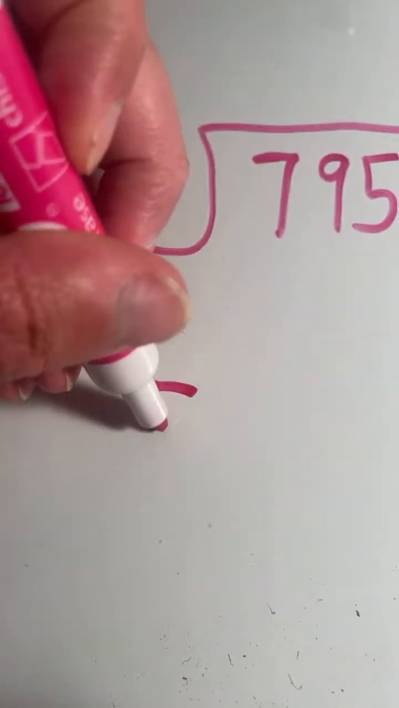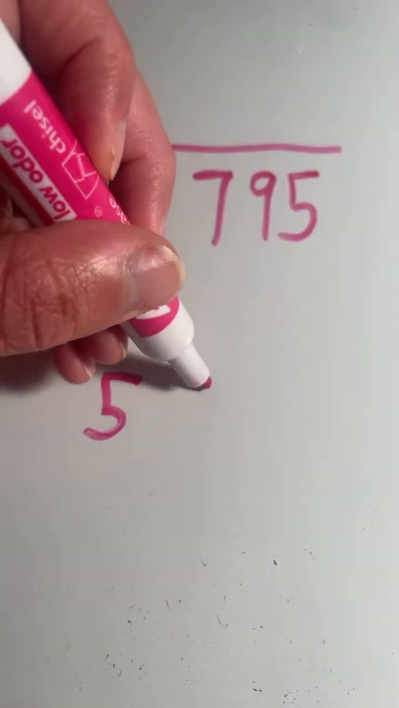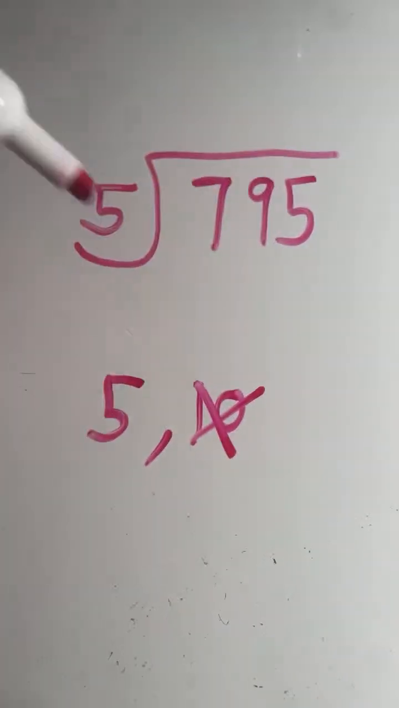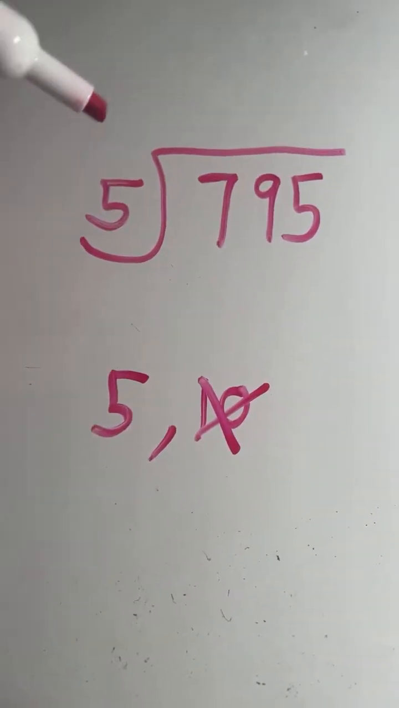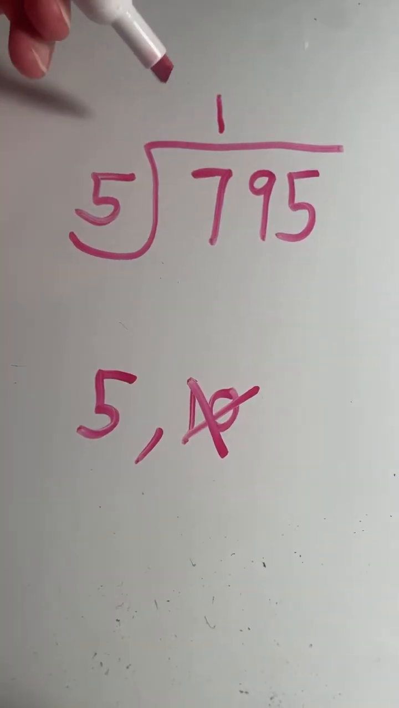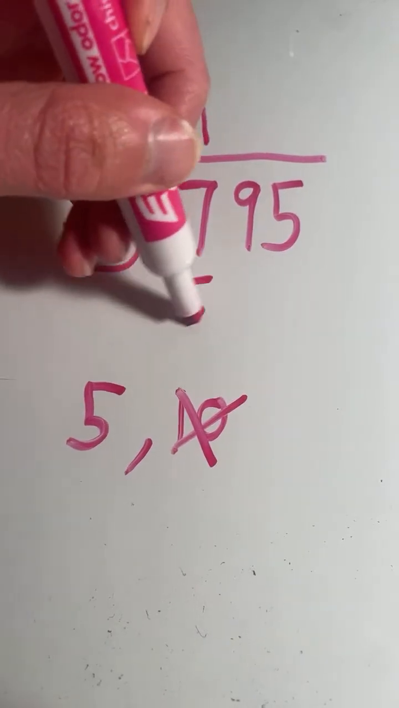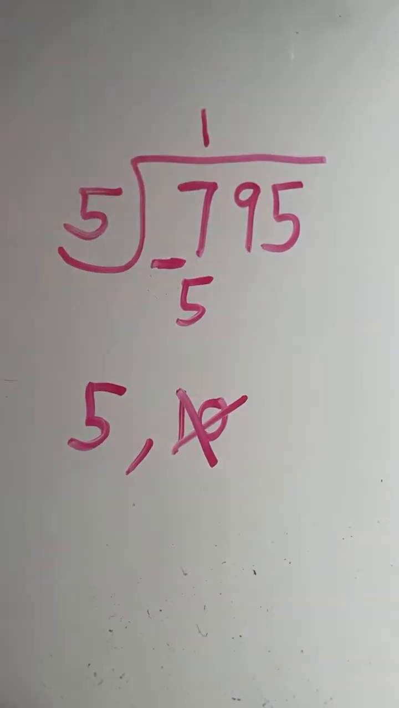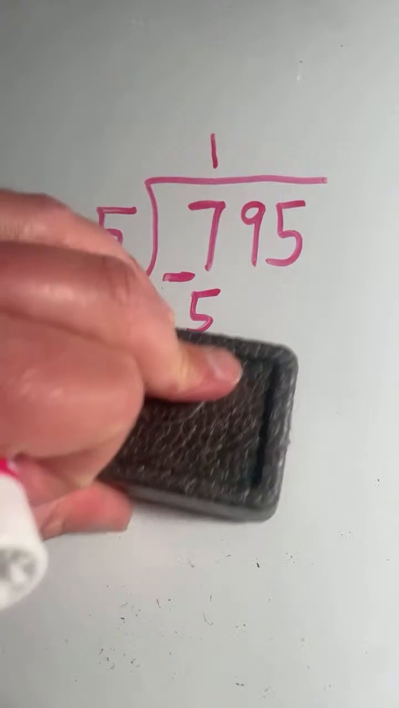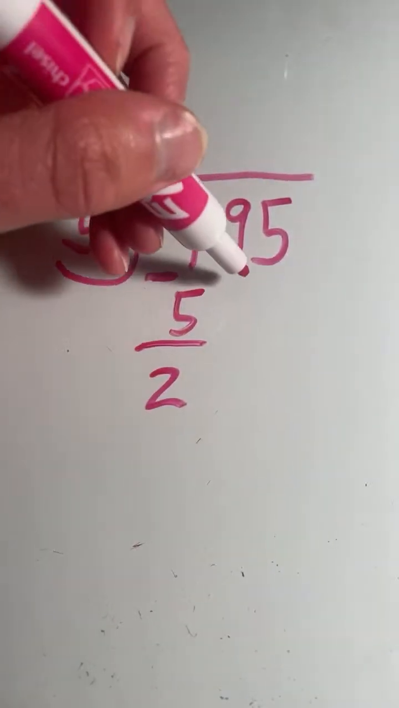So counting by 5s, 5, that's one group. If I count by 5s again, I'll be at 10. That's too far. But I was able to get one full group of 5 within 7. So 7 divided by 5 equals 1. Now the closest I could get to 7 without going over is 5. So 5 is what we need to subtract to find our remainder. So 7 minus 5 equals 2.